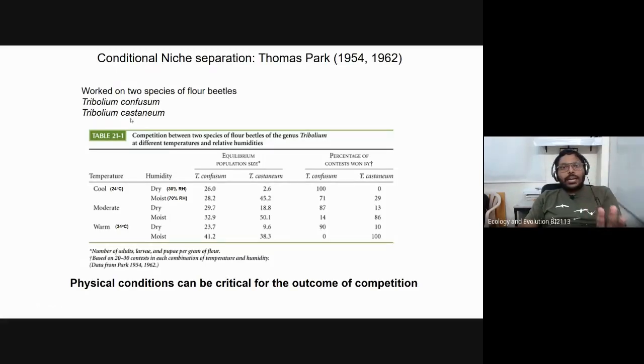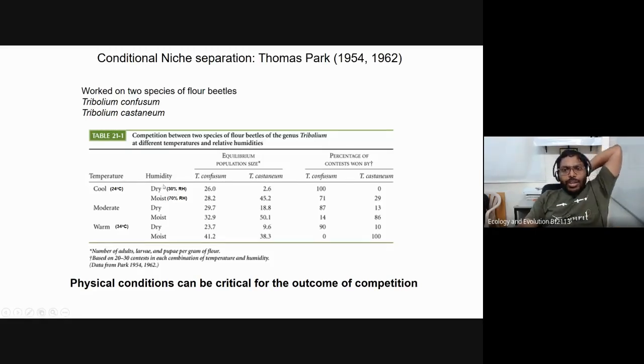and figured out that there are 2 major environmental variables that are important for their growth. One of them was temperature. He took 3 different temperatures, 24 degrees Celsius, 29 degrees Celsius and 34 degrees Celsius. For each temperature condition, he took 2 different humidity conditions, 30% relative humidity and 70% relative humidity. So 3 into 2, 6 total experimental conditions.